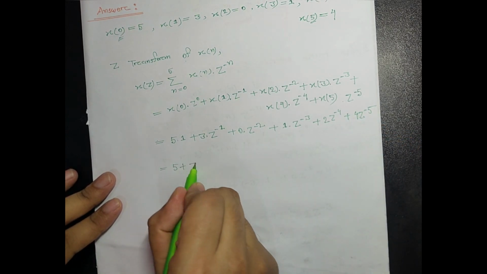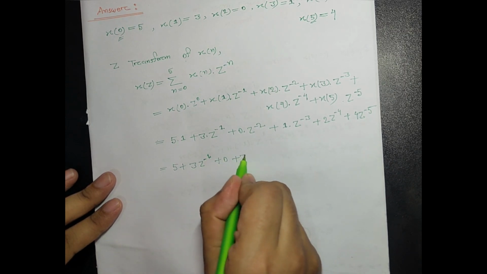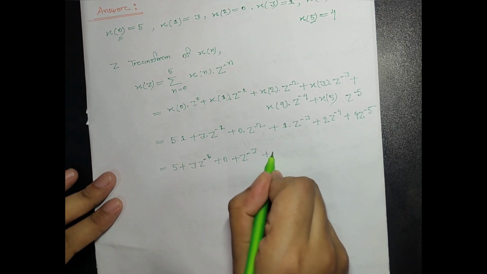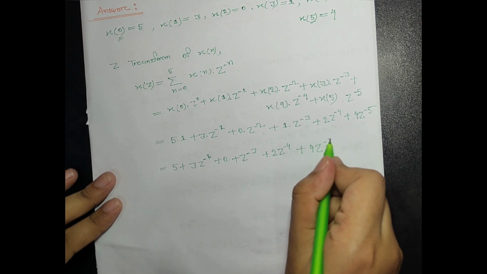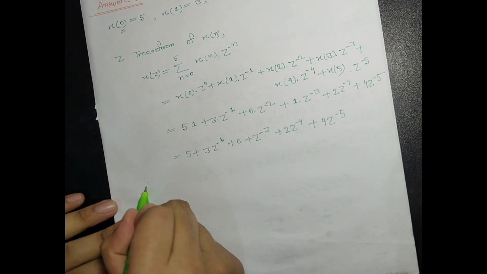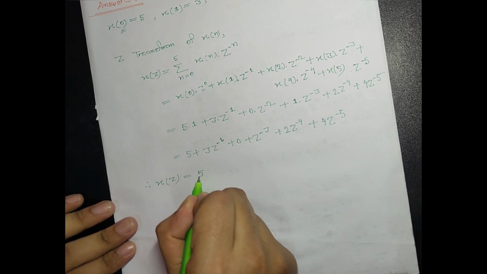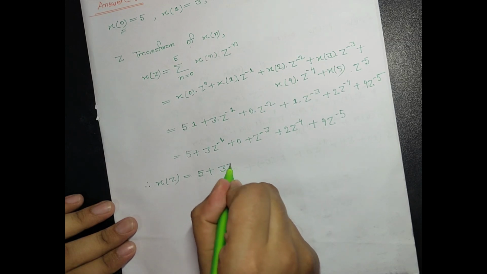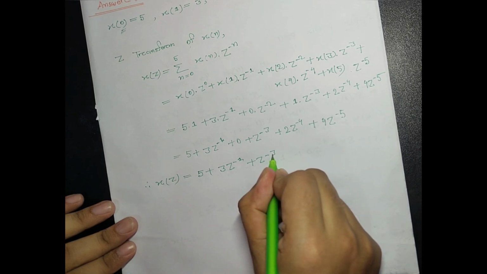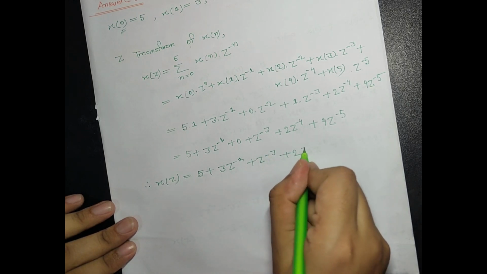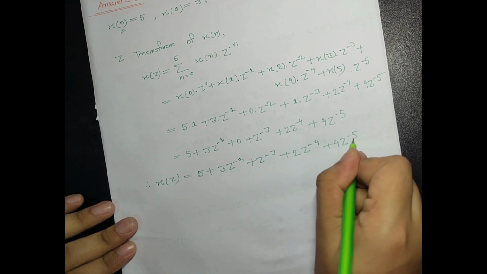5 plus 3 into z to the power minus 1 plus 0 plus z to the power minus 3 plus 2 into z to the power minus 4 plus 4 into z to the power minus 5. That means x of z equal to 5 plus 3 into z to the power 1 plus z to the power minus 3 plus 2 into z to the power minus 4 plus 4 into z to the power minus 5.